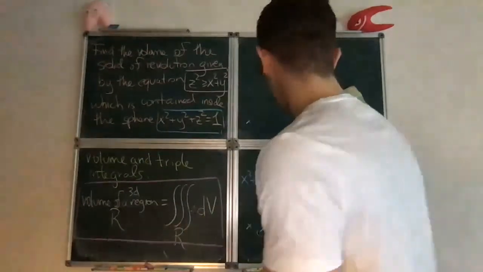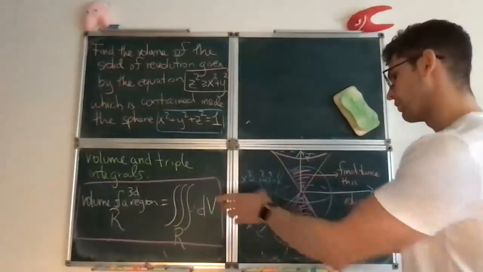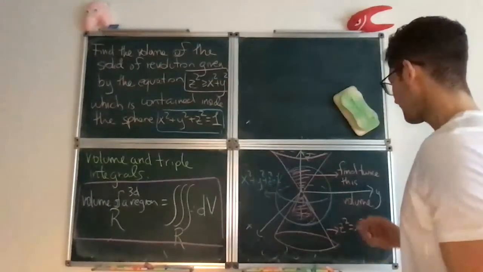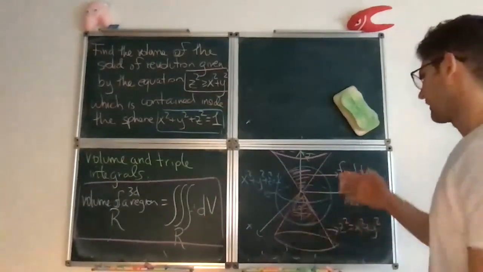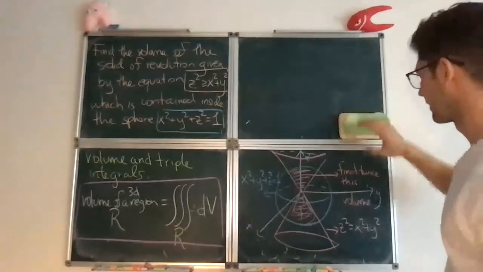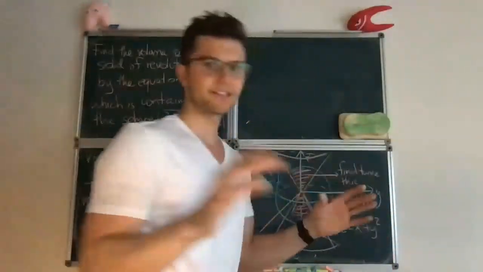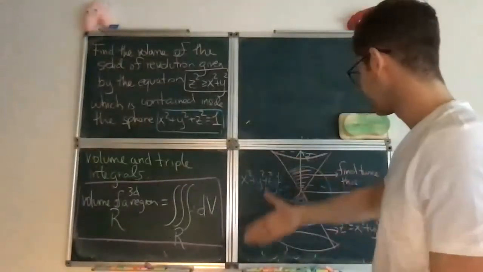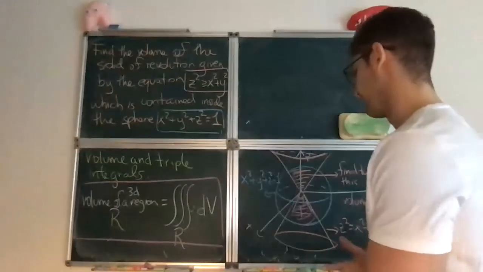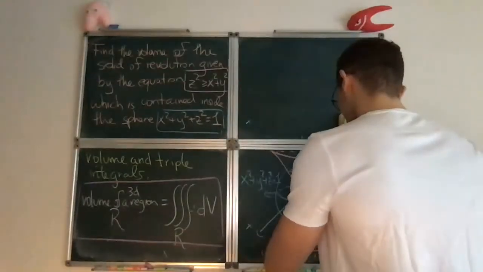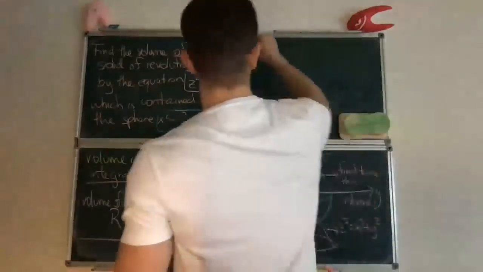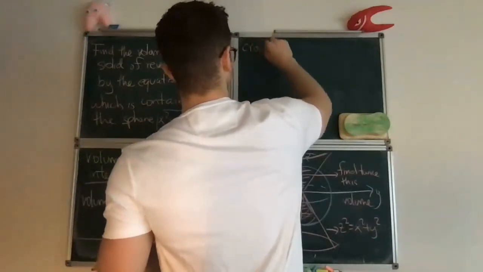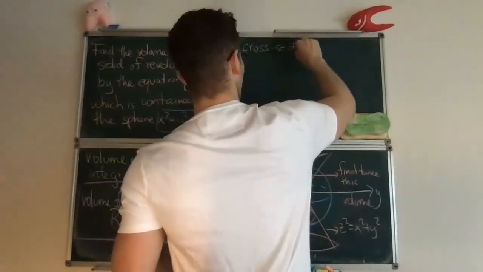And so in this particular case, we are going to use this formula. You have to think of this picture as having rotational symmetry about the z-axis. What that means is that you can take a cross-section of this region. So let's look first at what the cross-section is.